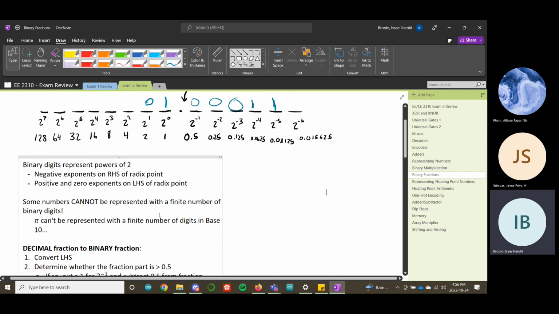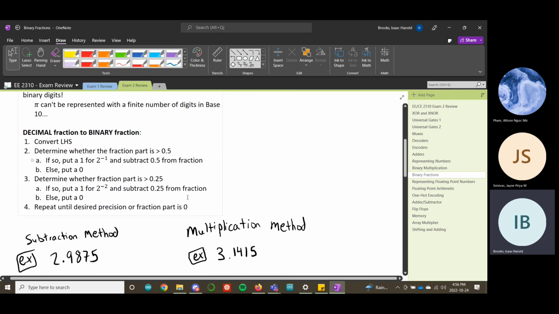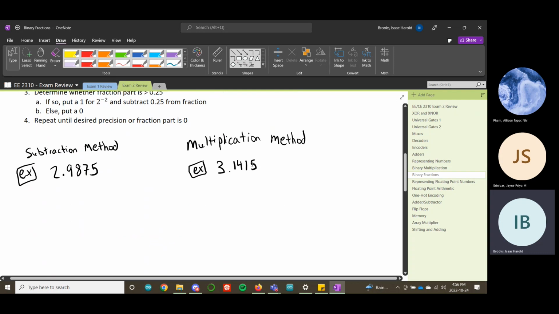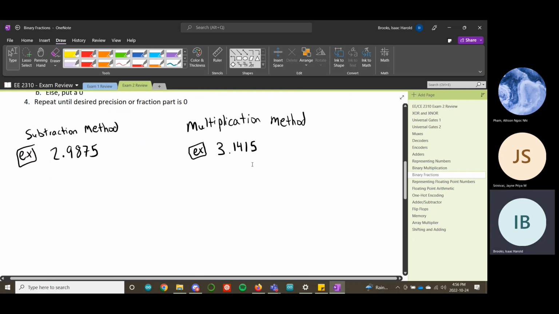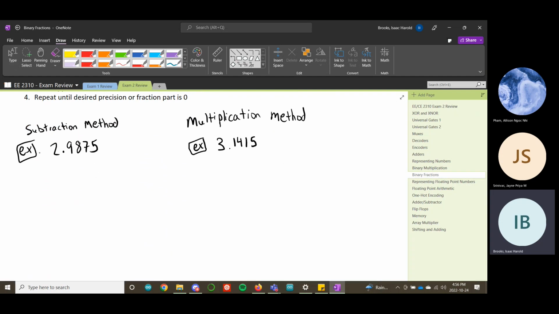So the algorithm for converting decimal fractions to binary fractions: your professor should give you two methods. One of them is the subtraction method, and the other one is the multiplication method. For the subtraction method, it starts out with you first converting the left-hand side. So you ignore the fraction part, and you look just at the left-hand side and say 2. Well, how do I get binary 2? That is a 1, 0. Okay, and now we're in binary world.